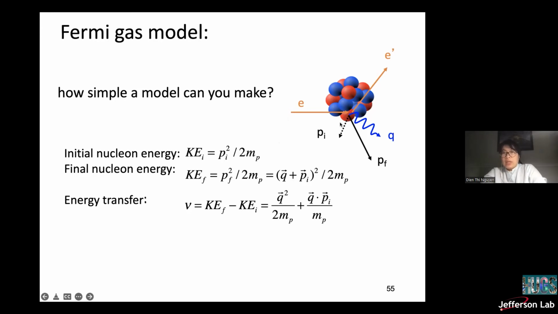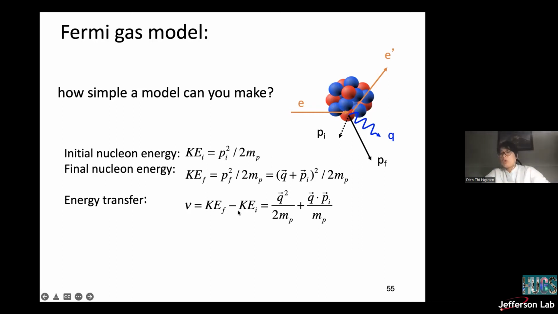The nucleon has an initial momentum pi and is knocked out with a final momentum pf, and the transferred momentum is q. So we can calculate the initial nucleon kinetic energy based on pi squared divided by 2 times the mass of the proton, if that one is the proton here. Then we can also calculate the final energy based on this formula, and we calculate the transfer energy in this model.